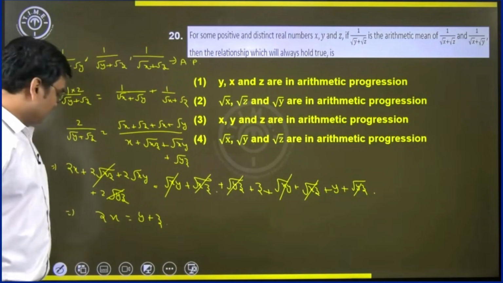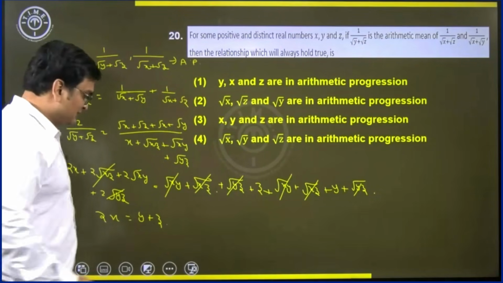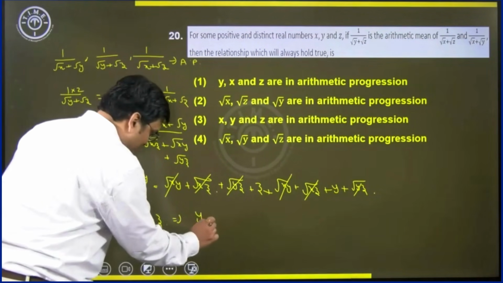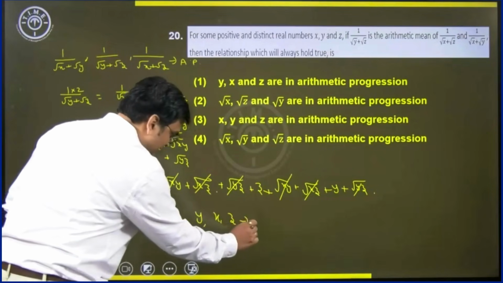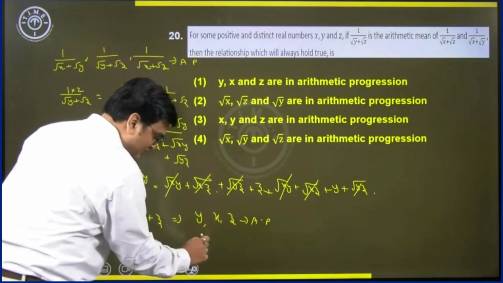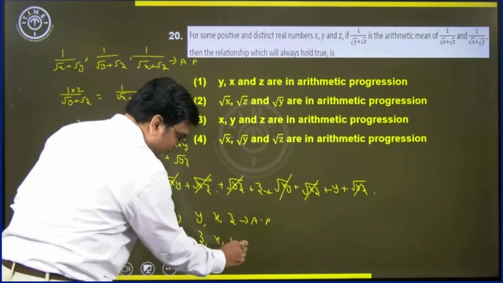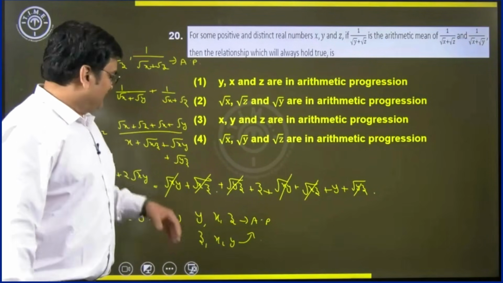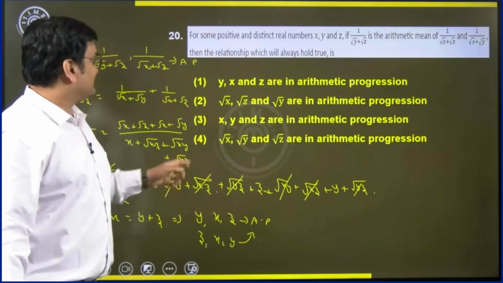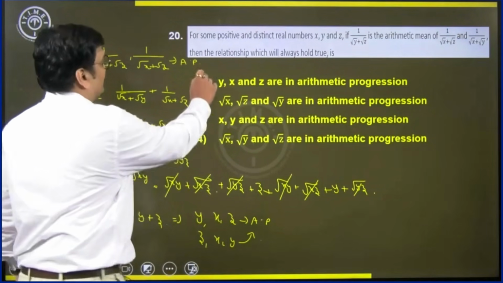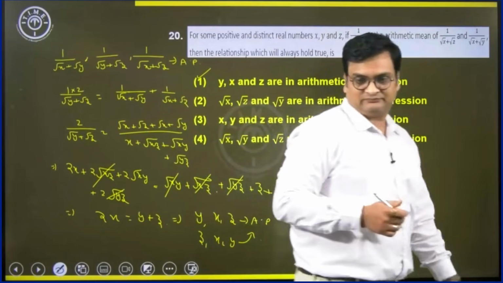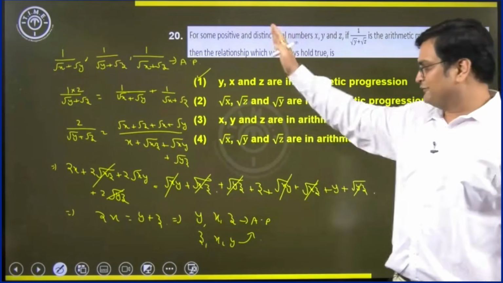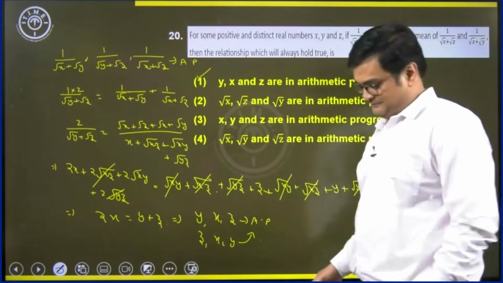So what would this mean? This would mean x is the average of y and z. That would mean y comma x comma z will be in AP, or we can also write it in reverse, z comma x comma y will be in AP. So these three terms or these three terms will be in AP. Let us check the option choices. Y, x, z, yes, exactly, the first option choice will be the correct answer. Okay. So after you simplify, you will know your answer directly.